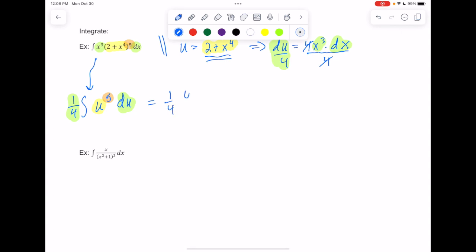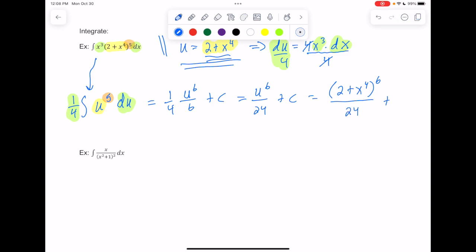All right, now, in terms of this new variable, we have a very simple antiderivative because it's just a power rule. So we do u to the 6th divided by 6 plus c. So we get u to the 6th over 24 plus c. And all seems great and done because we're finished integrating, right? But we do have the wrong variable. So we need to go back, substitute the u back in, and say this is 2 plus x to the fourth raised to the 6th divided by 24 plus c. And that's going to be my answer for this one.